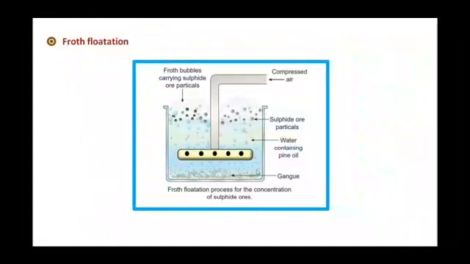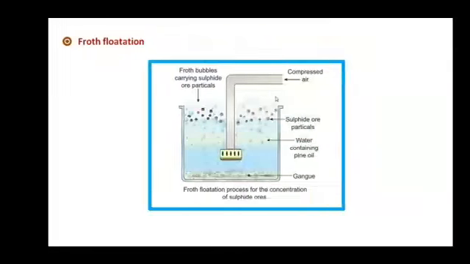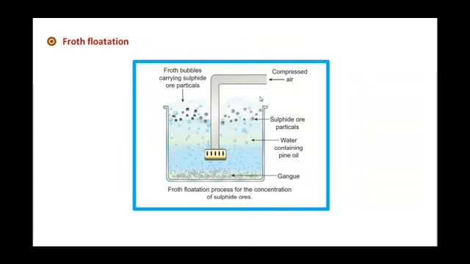In the froth flotation method, a container containing water mixed with pine oil is taken. Pine oil is nothing but an essential oil derived from pine tree. Crushed ores are poured into the container and compressed air is passed through a tube attached to a paddle containing holes. On passing the air, the paddle will rotate.